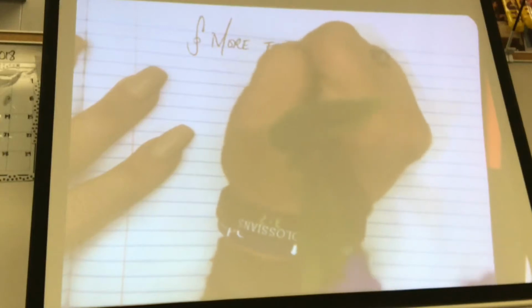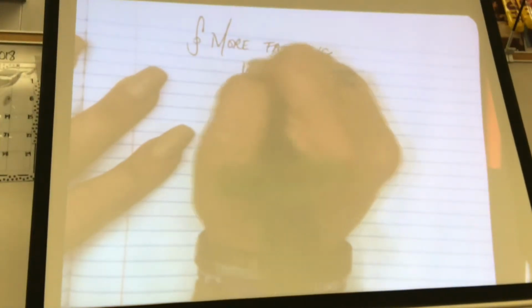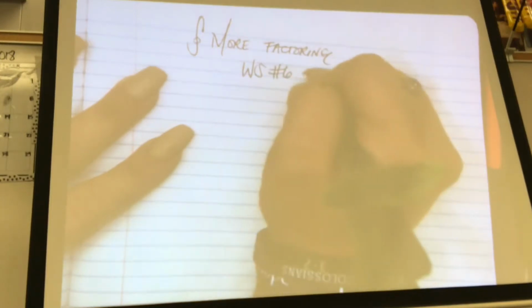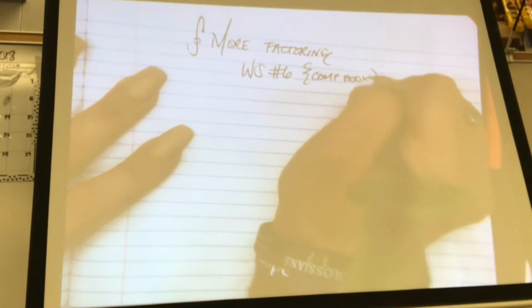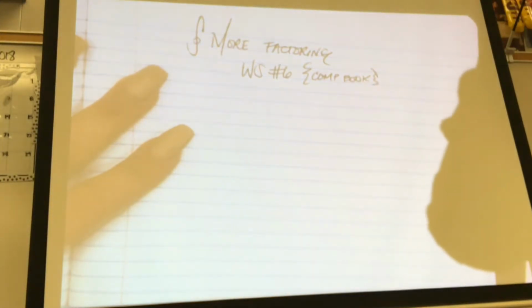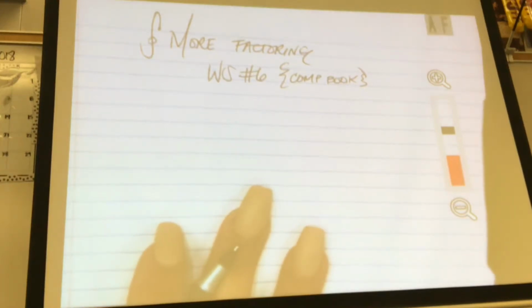Your homework tonight is more factoring. Tonight's homework is worksheet number 6 to be done in your comp books. The factoring that we go over today will not be on your quiz tomorrow.